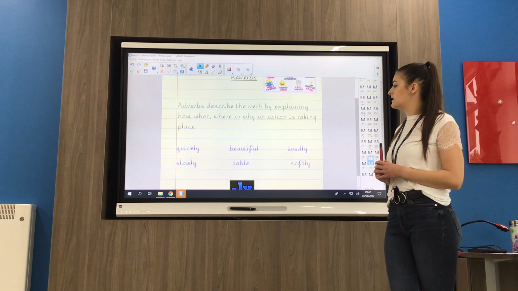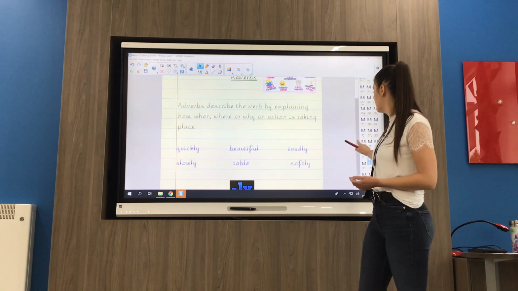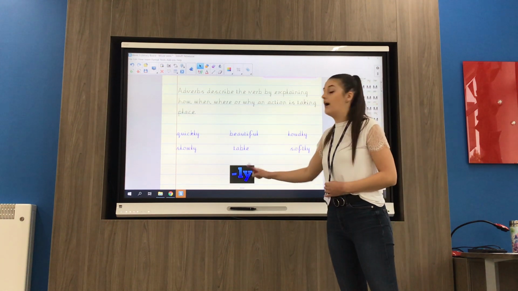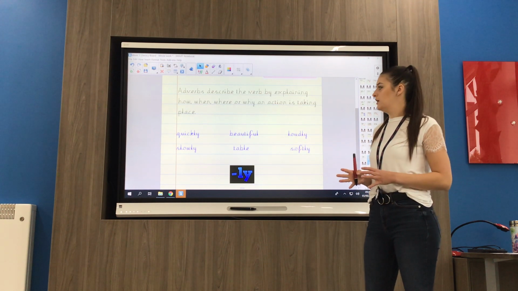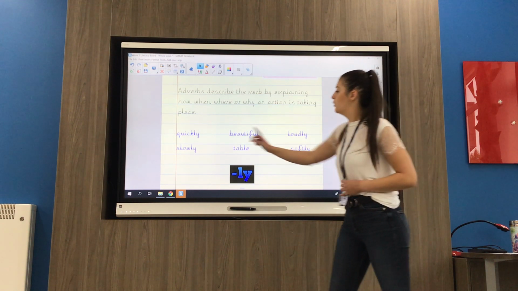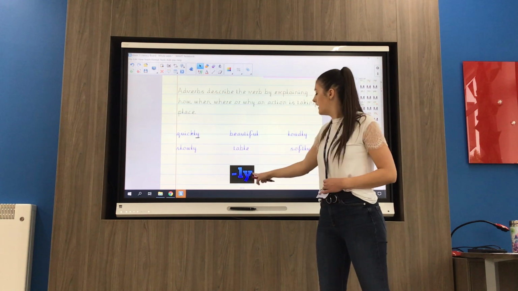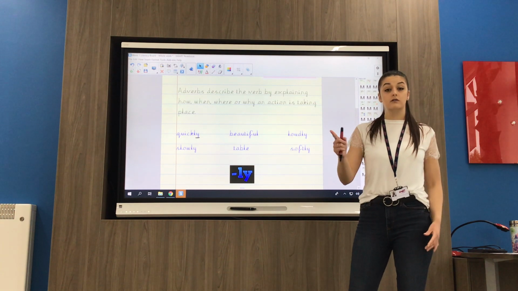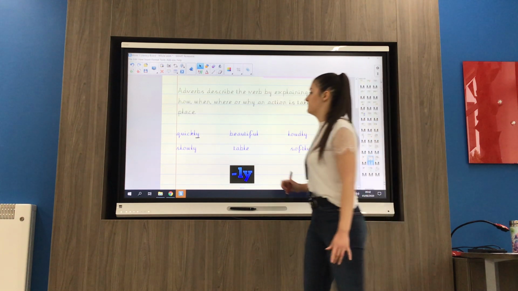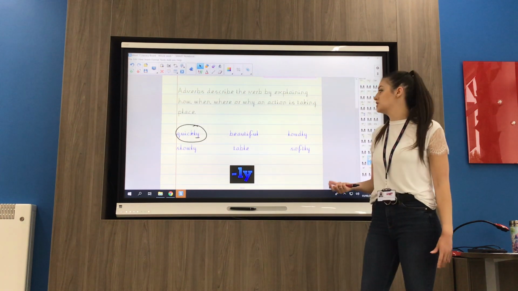So if we have a look at these, you might have an activity with lots of words like this, and you need to find the ly adverbs. Now we know adverbs describe the verb. So, I've got quickly there, and I know it ends in ly. Okay? Now, will it describe a verb? I could run quickly down the road. So, yeah, that is an adverb. So you would circle it on your sheet.